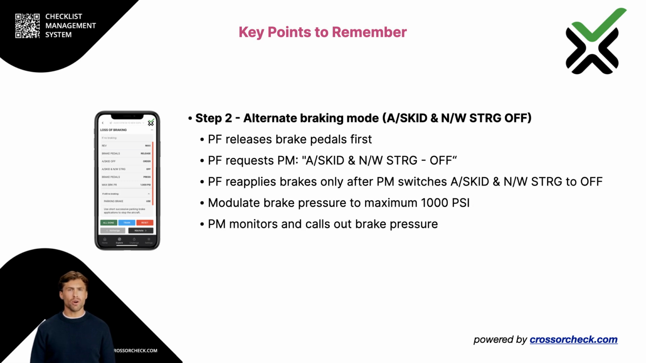Step 2. Alternate braking mode, anti-skid and nose wheel steering off. Pilot flying releases brake pedals first. Pilot flying requests pilot monitoring: anti-skid and nose wheel steering off. Pilot flying reapplies brakes only after PM switches anti-skid and nose wheel steering to off. Modulate brake pressure to maximum 1000 psi. Pilot monitoring monitors and calls out brake pressure.